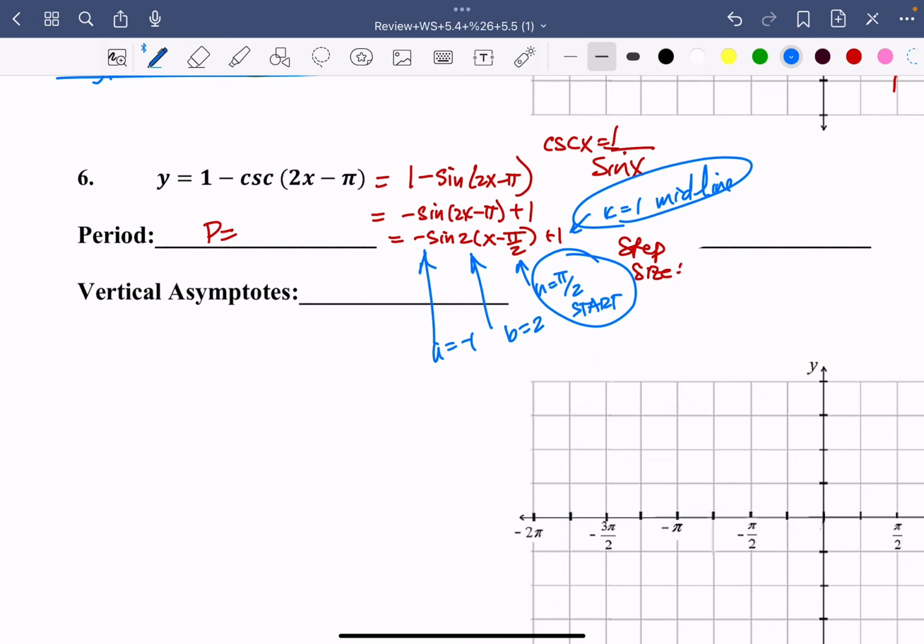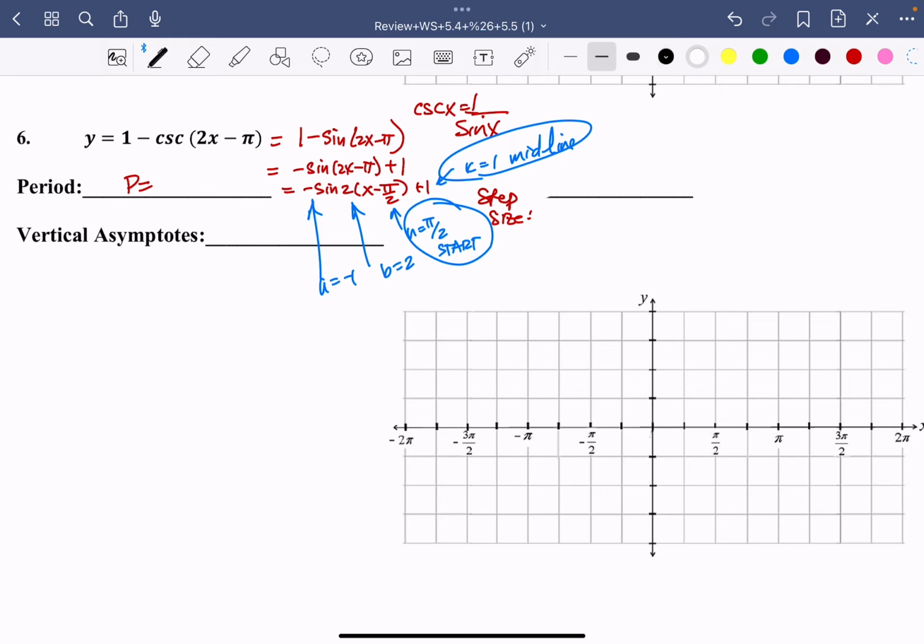Okay, so now what? Well, let me go down here and clear off some space. Period is always 2 pi over b. In this case, that's 2 pi over 2, so the period is pi. That means our step size, period over 4, is going to be pi over 4. It's always period over 4 here. It's pi over 4.